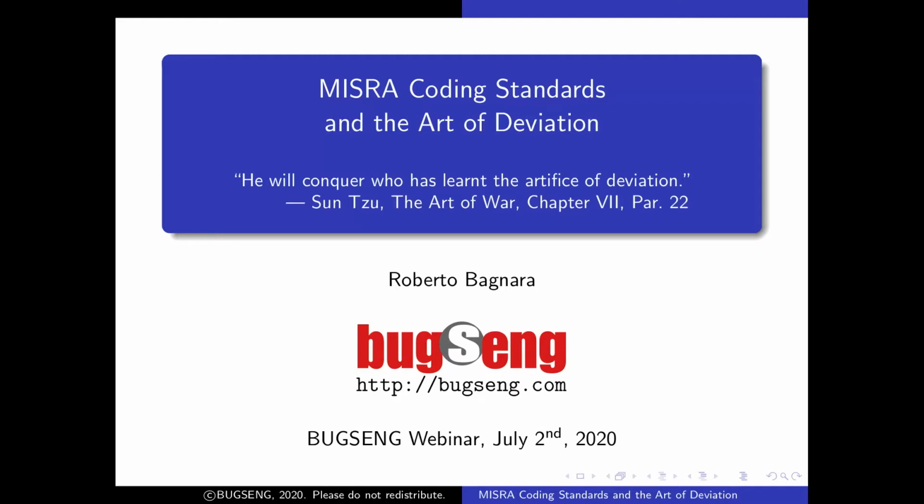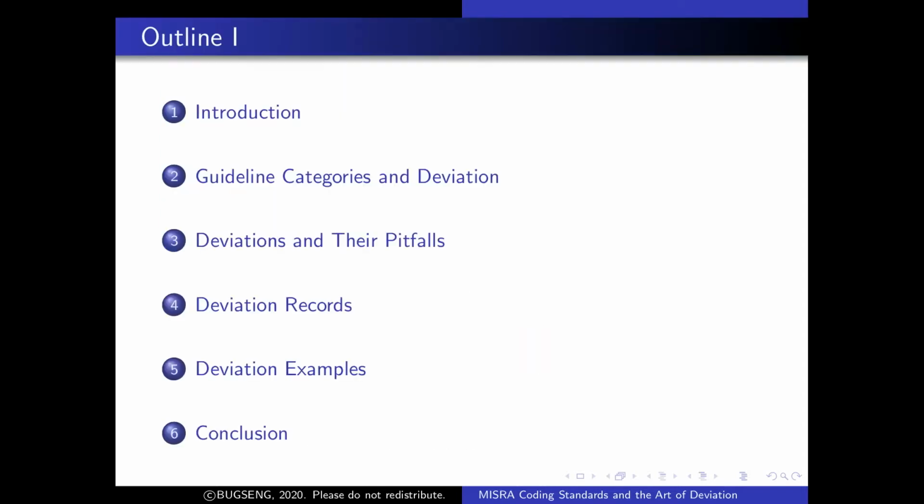So let's start. Today the topic is deviation, which is kind of an art, and it is a kind of art that is quite important to master if you want to do MISRA compliance work in an effective and efficient way. Here is the outline of the webinar. We'll start with some introduction to the topic. Then we need to know about guideline categories and what is the relationship between categories and deviation. I will warn about a few of the pitfalls that deviation poses. We will see what should be in the deviation record, and then we will see several examples. And finally, we will draw some conclusions for the day.